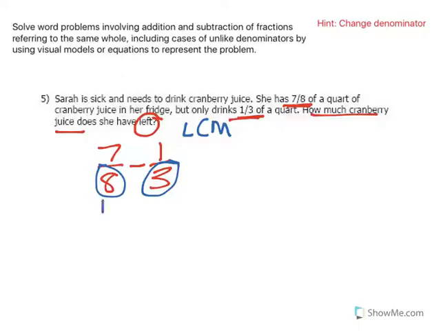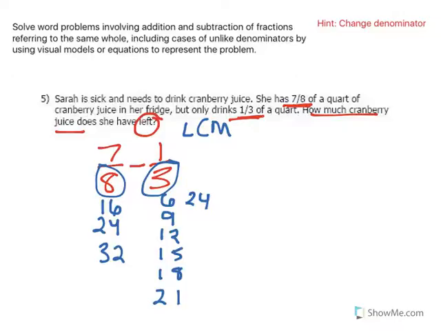We have 8, 16, 24, and 32. Let's do our 3. We have 3, 6, 9, 12, 15, 18, 24. Oh, excuse me, not 24. That was silly. 21, then 24. So I found our least common multiple, which would be 24. So let's convert these fractions to get our common denominator.